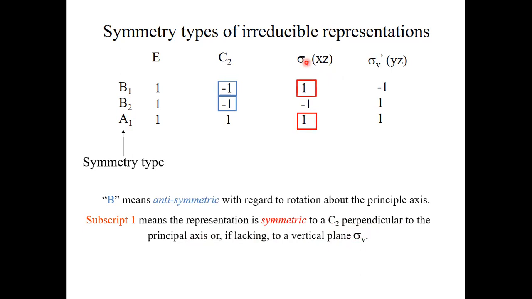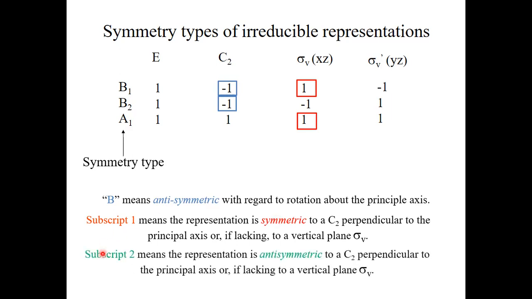So now that means that the coordinate x is of B1 type, because we find here the character 1 underneath sigma v, and the coordinate z also has a subscript 1, because the sigma v operation is associated with the character of +1. Okay, so the character of +1 means symmetric.